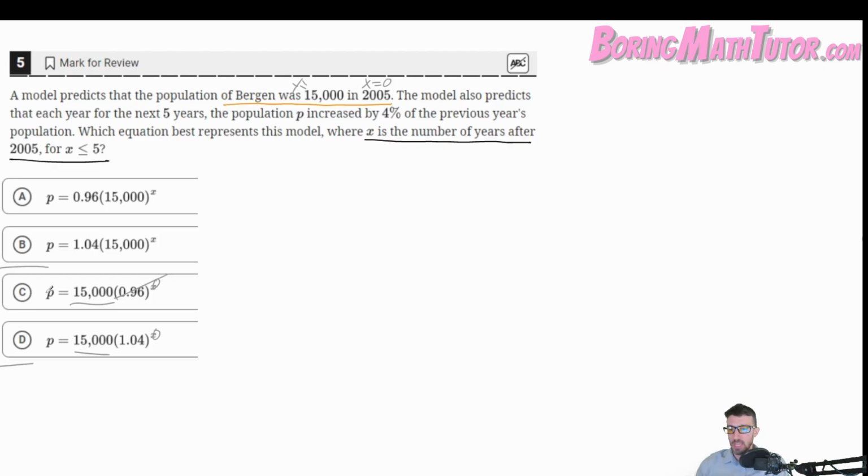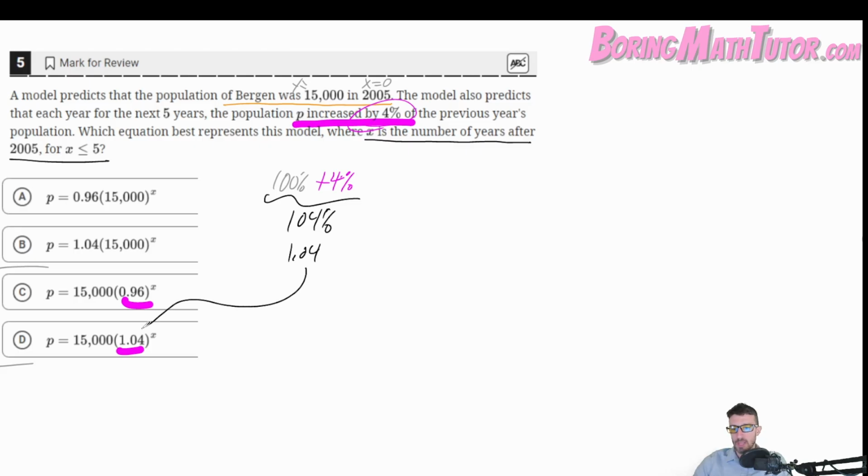But one last thing, we got to choose between C or D. So we have to figure out what's going on, whether it's going to be 1.04 or 0.96, but it's an increase by 4%. Now, if you're increasing something by 4%, that's relative to the 100% of that thing. So 100% plus 4% is 104%, which is 1.04, which means you're definitely going to use D.